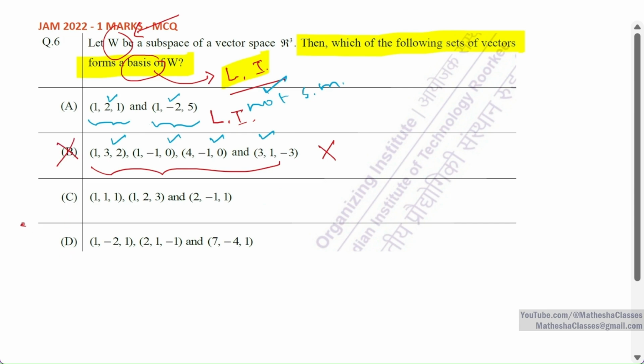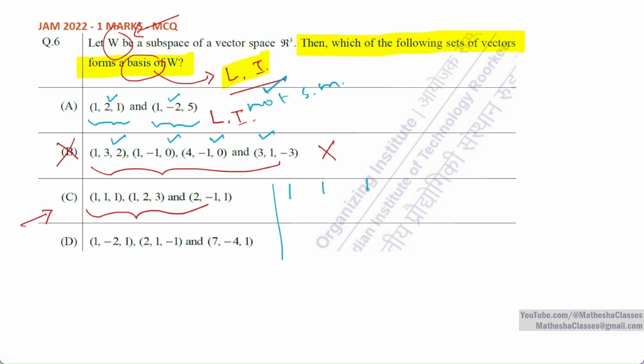Let us come to C. Now C has three vectors. Are those three vectors linearly independent? So how do you check whether three vectors are linearly independent or not? We'll form the corresponding determinant, having the first vector in the first row, the second vector in the second row, and the third vector in the third row. If the value is 0, then these three vectors will be dependent. If it is non-zero, then those three vectors will be independent.